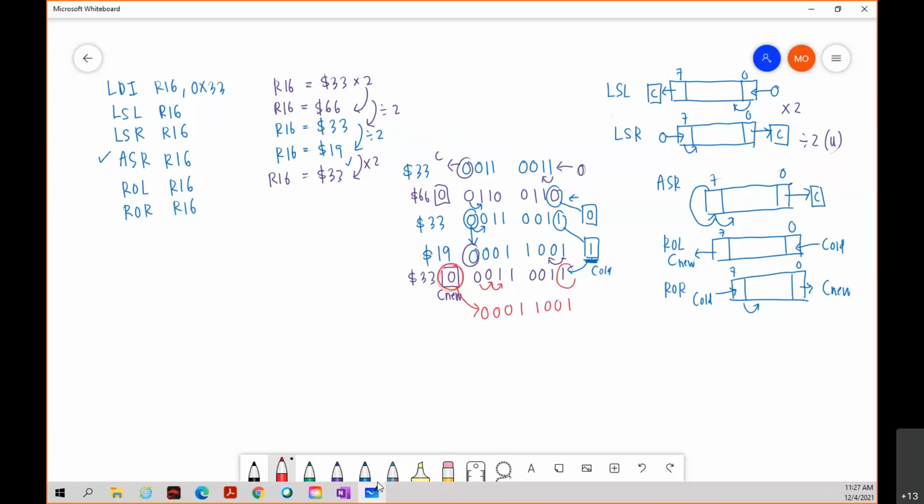What about this one here? This one will become your new C. And what is the result? The result after you perform the ROR is 1, 9. So R16 equals 1, 9, which is you divide 33 by 2, then you will get 1, 9.